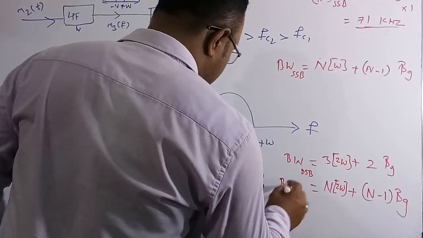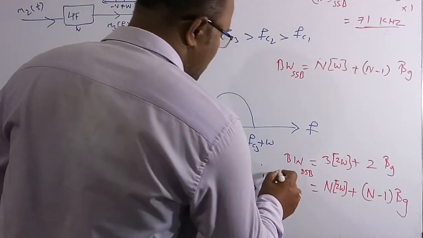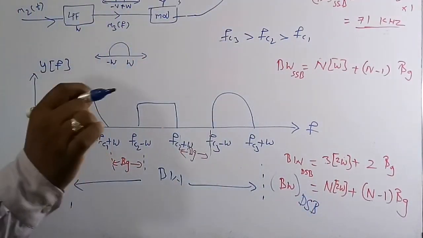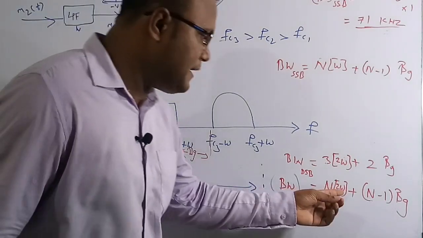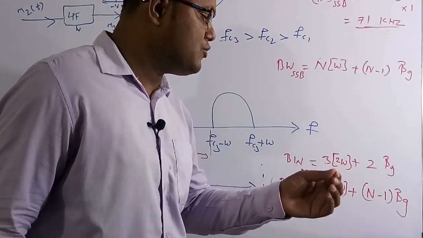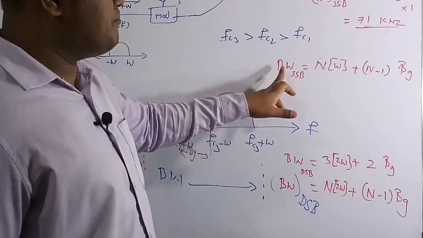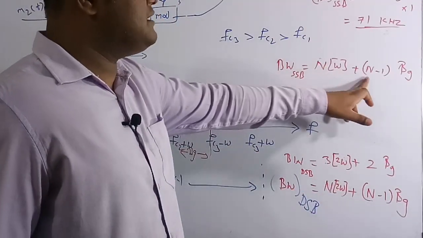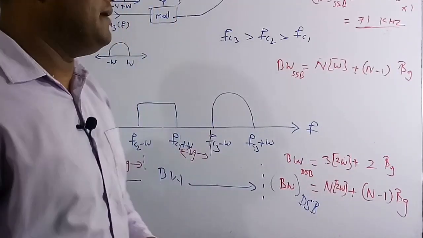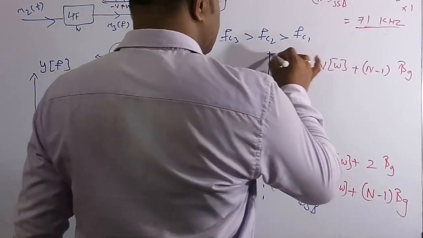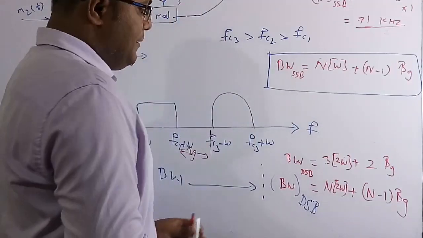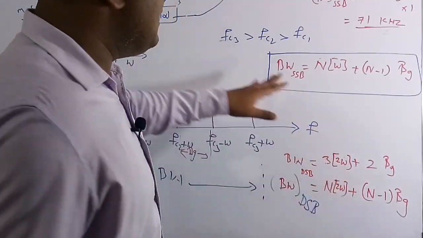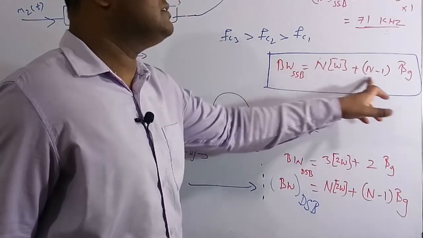DSB is dual sideband, meaning it contains the upper sideband and the lower sideband. If you want only a single sideband, then in place of 2W we need to pass only W. So the bandwidth for SSB is n into W plus n minus 1 into the guard band. In the question, if they ask for the bandwidth for DSB, this is the formula we need to use. If they ask for the bandwidth for SSB, this is the formula.